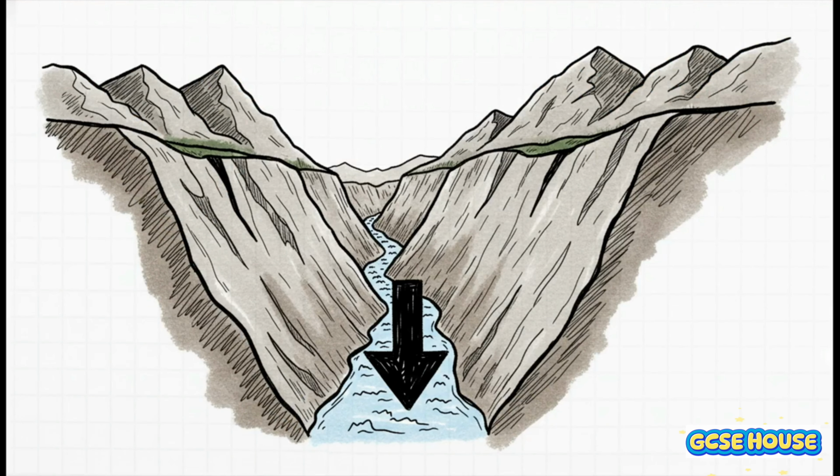So way up here, the land is super steep. That steepness, that gradient, gives the river a ton of energy. And all of that energy is focused straight down. The river isn't trying to get wider here, it's like a drill, just relentlessly cutting vertically into the earth. And that's what carves out those iconic, deep, narrow, V-shaped valleys.